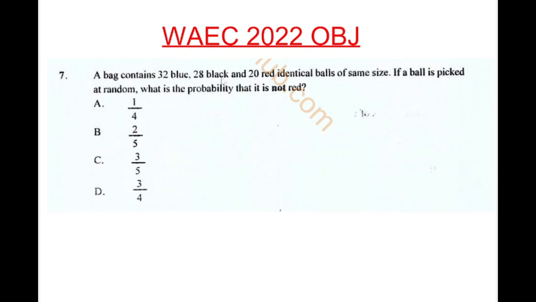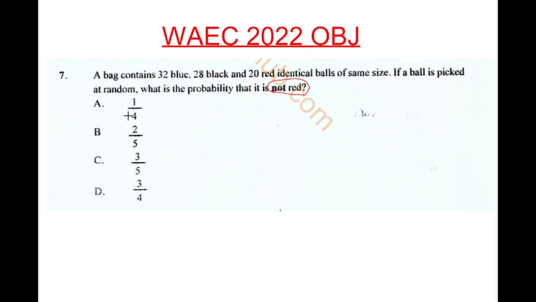So let's look at this question. The question says, a bag contains 32 blue, 28 black and 20 red identical balls of same size. If a ball is picked at random, what is the probability that it is not red? So you can see, not red.